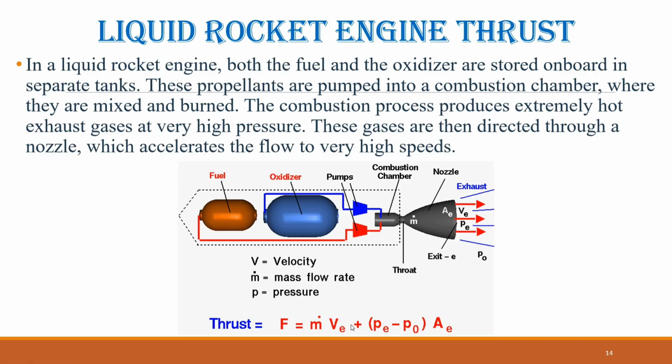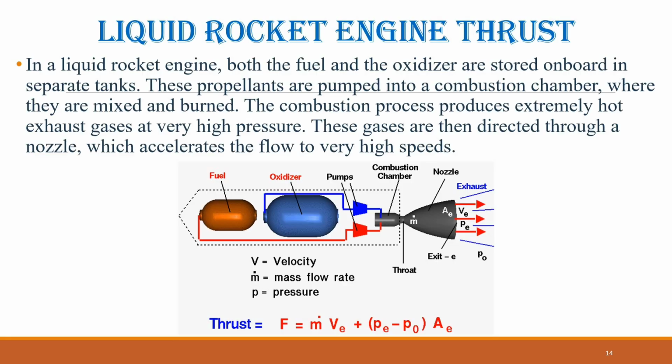thrust equals mass flow rate multiplied by exhaust velocity plus the difference between the exit pressure and the surrounding pressure multiplied by the exit area. This equation shows that the thrust comes from two sources. The first term represents the momentum carried away by the exhaust gases. The second term represents the pressure difference between the nozzle exit and the surrounding environment. It is important to notice that there is no term involving free stream mass times free stream velocity in this equation.